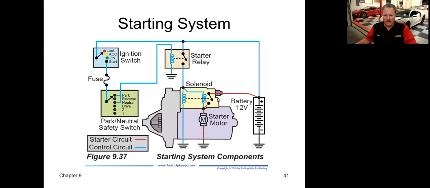We'll bench check a starter. Okay, I'll show you how that works in the next video. This is just a basic starting circuit wiring diagram. You could test this post right here with a test light. Just make sure you're getting voltage there, and you can test this post right here when you turn on the key to make sure you have voltage there as well. If you do, probably got a bad starter.